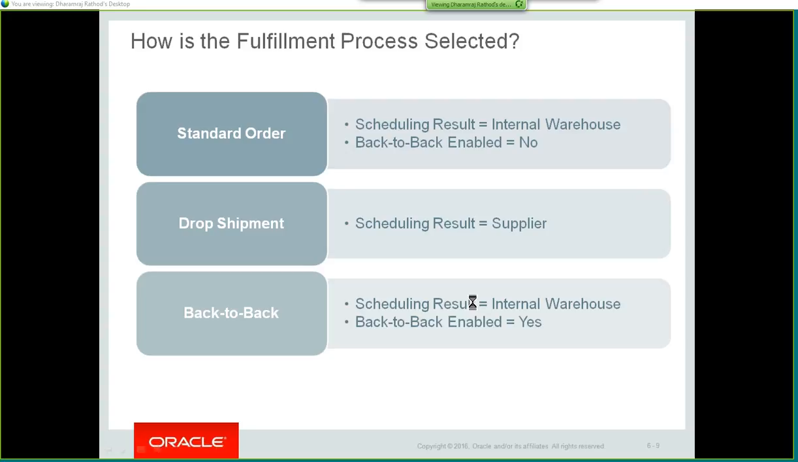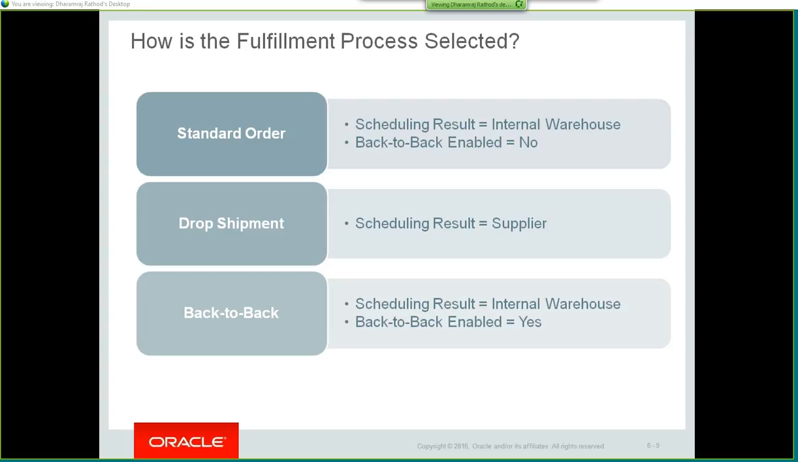All right, and how is the fulfillment process selected? Whenever I say the scheduling result, it is nothing but the global order promising. It will look at the rules which are defined in GOP. It could be the ATP rule and the sourcing rule, and this sourcing rule would know whether you want to fulfill it using the internal warehouse, or a supplier, or an external warehouse. So if the scheduling result is internal warehouse and the back to back flag is no, then it is a standard order. If it is a standard order, you would reserve the on hand and you are done.